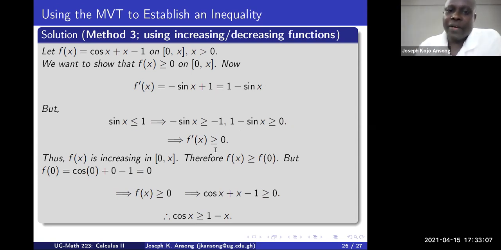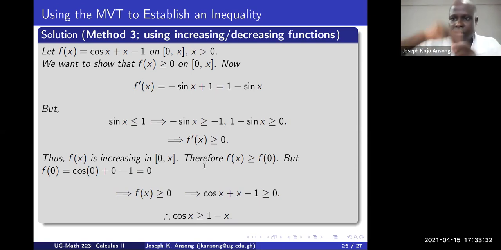We just showed increasing and decreasing functions. There's a theorem that says that if the derivative of the function is greater than 0, is positive, right? Then the function is increasing on the interval. So this shows that the function f of x is increasing from 0 to x, on this interval. If it's increasing, then the value of the function at this point, x, has to be greater than the value of the function at 0.